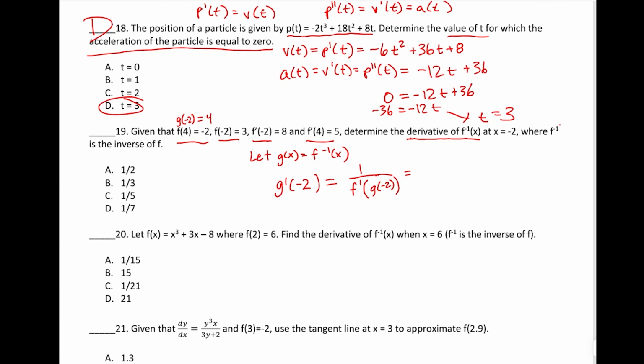Similarly, with this second statement here, we can say that g of 3 is negative 2. So g of negative 2 is 4. So this is going to equal 1 over f prime at 4. And that is given. f prime of 4 is 5. So this is going to be 1/5.